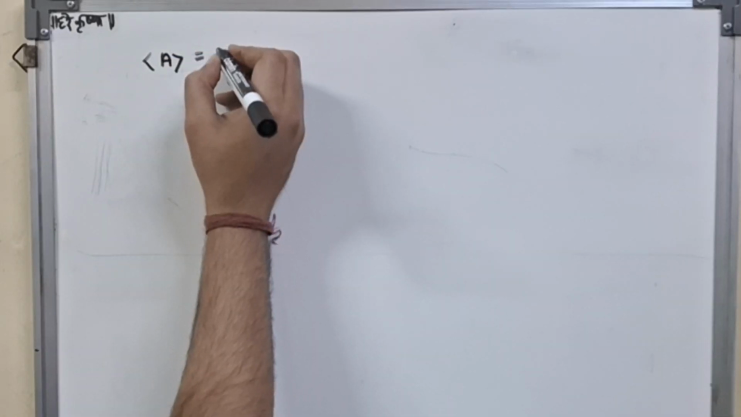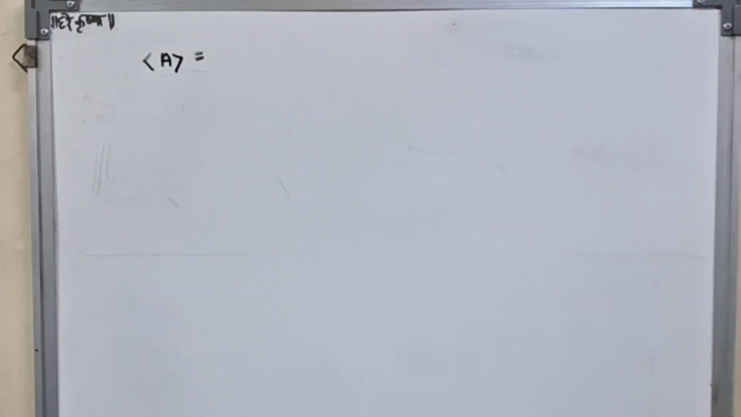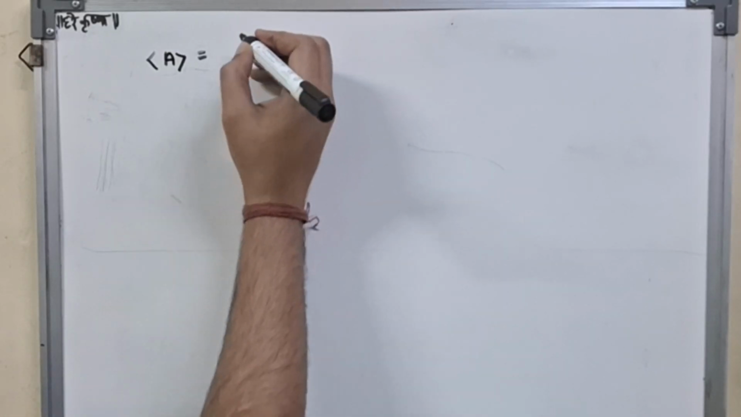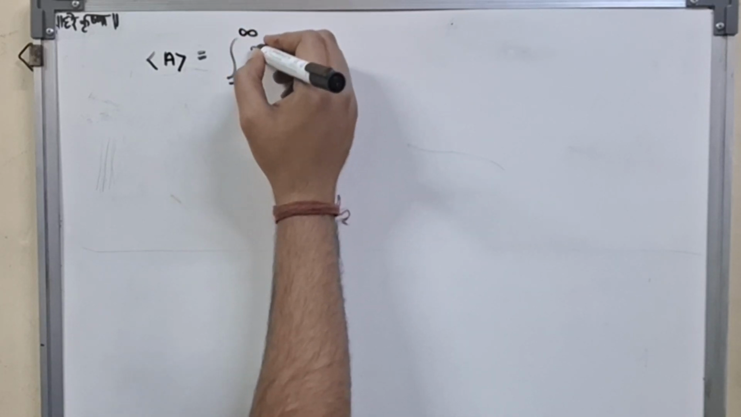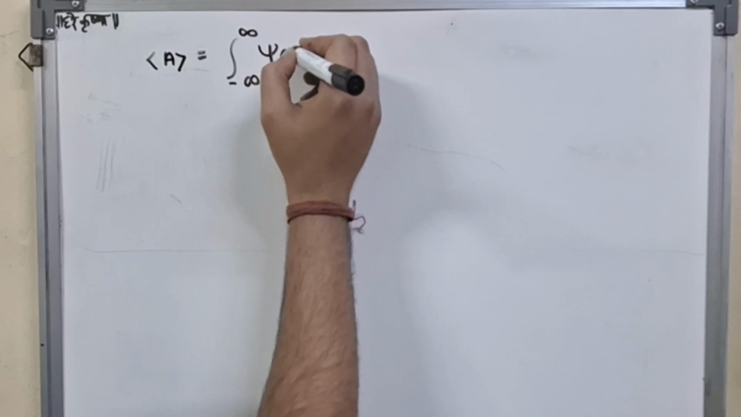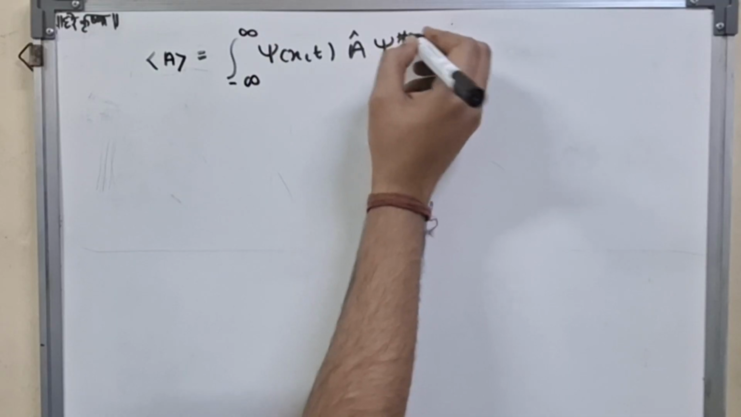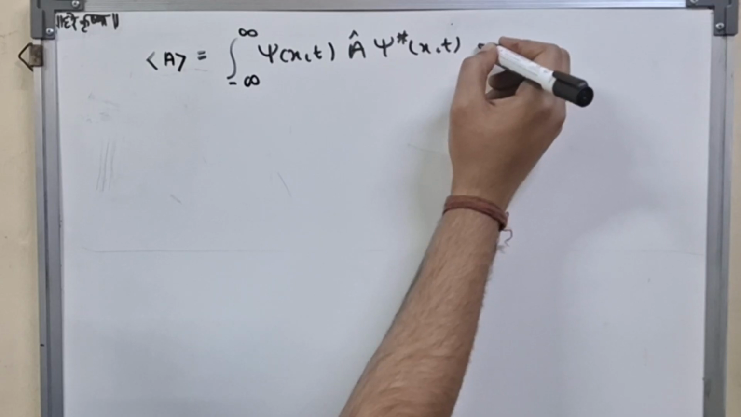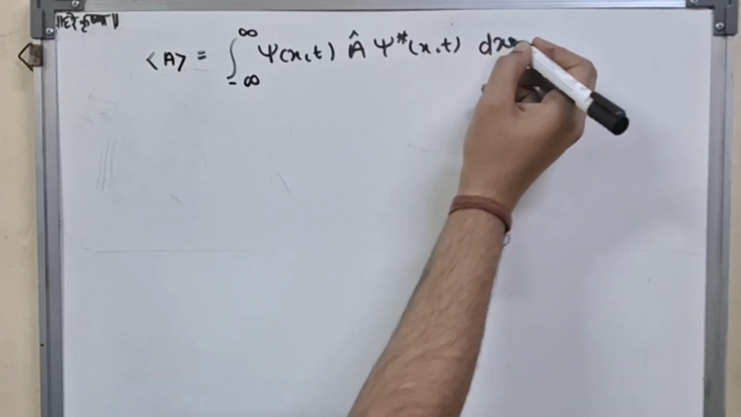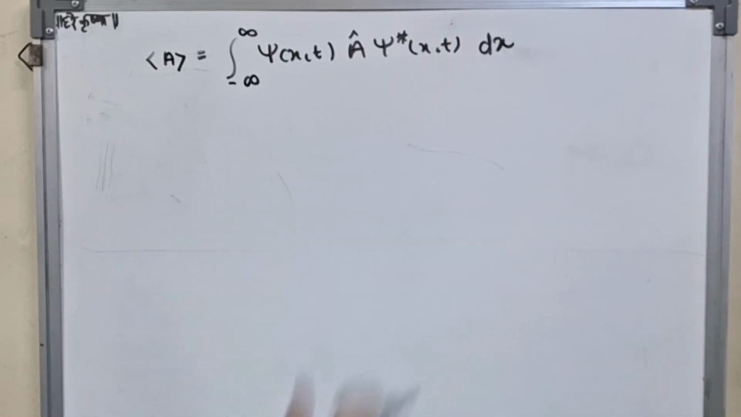And for an operator A, since we are dealing with the expectation value of A, we need to have an operator A on the other side. So for an operator A, the expectation value is defined as the integral from minus infinity to infinity, and we have a wave function psi of x comma t, we have the operator as well, and we have the conjugate of the wave function. And since we are dealing with space, we put dx to indicate that this is over all the space.